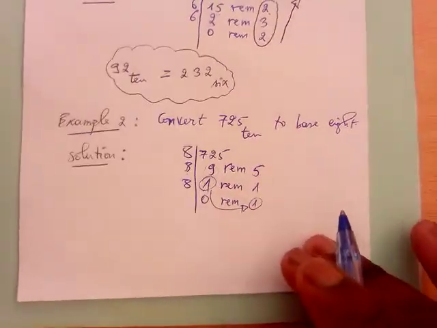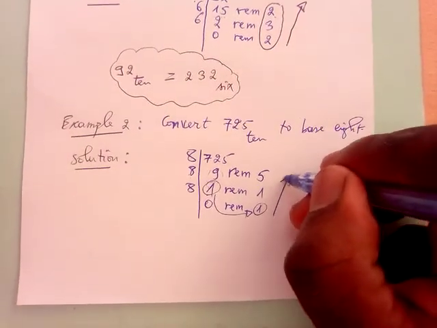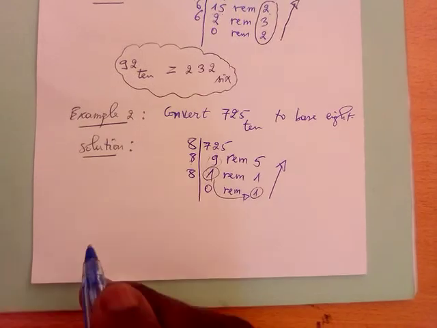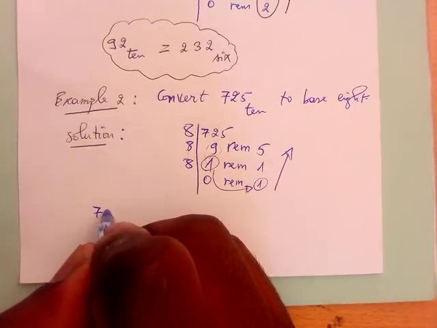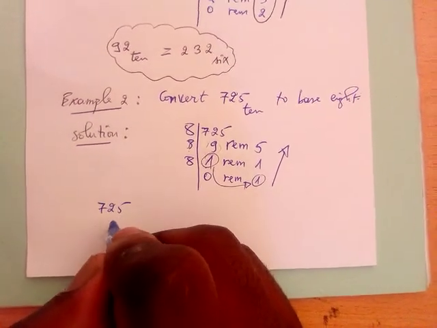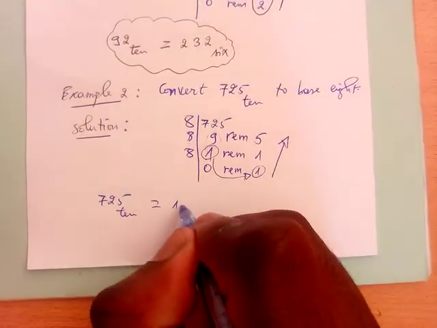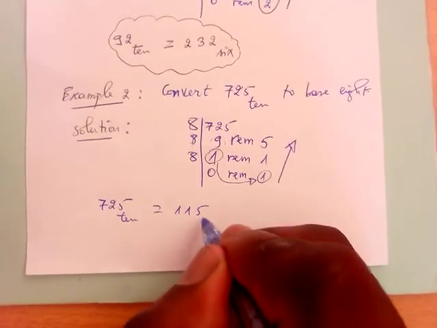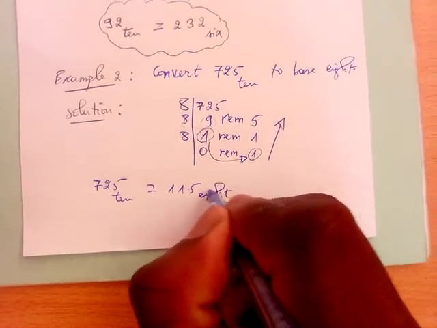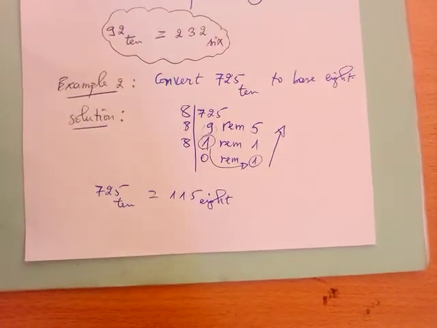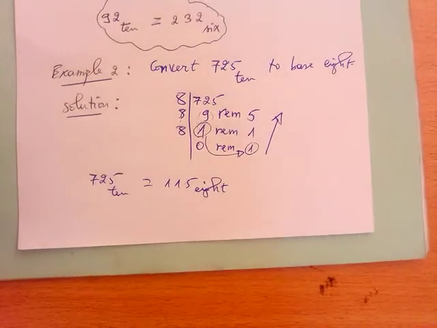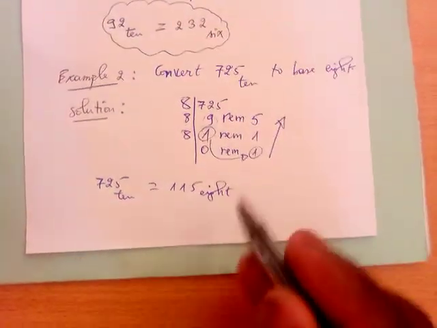Now we need to write our solution upward, where we have 725 in base 10, which is equal to 1375 in base 8. This is the solution we needed.